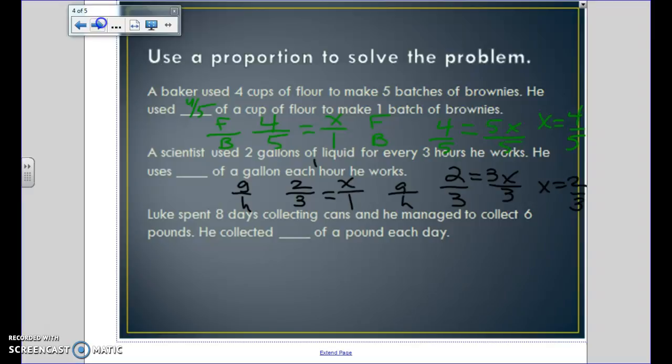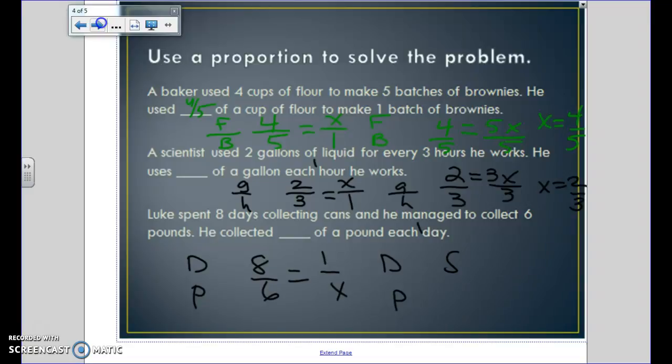This last problem says Luke spent 8 days collecting cans, and managed to collect 6 pounds. Okay, so we're going to compare 8 to 6, days to pounds. And the equivalent ratio, it says he collected blank of a pound each day. So again, we need to have days to pounds on the second ratio. Blank of a pound, so we don't know how many pounds for each day. And it doesn't say one, but each one day.